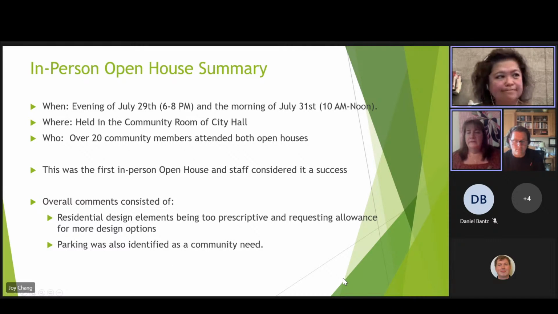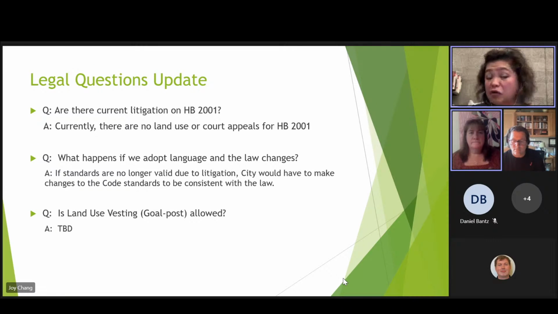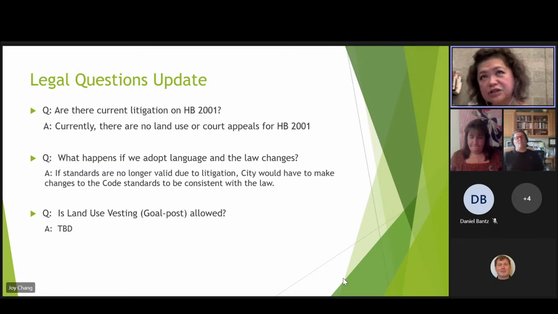All right. So, follow up to the legal questions you guys had. We didn't forget about it. One of the questions was, are there current litigations on House Bill 2001? Currently there are no land use or court appeals for that legislation.